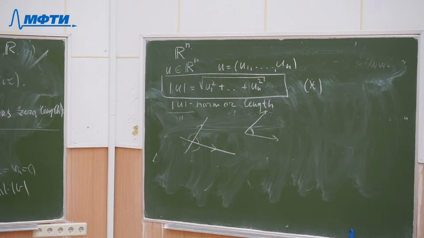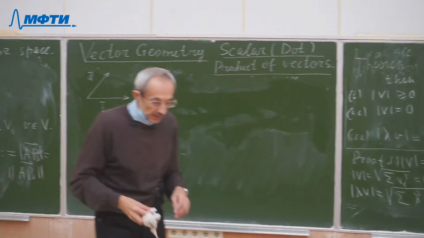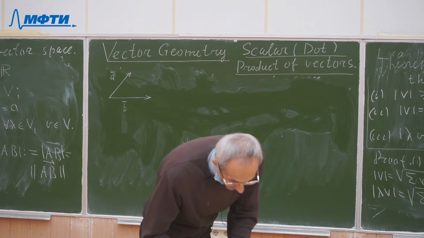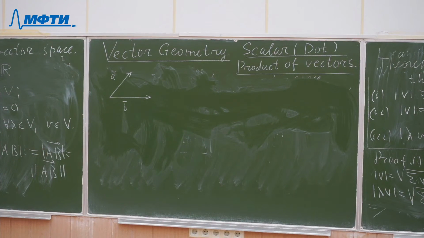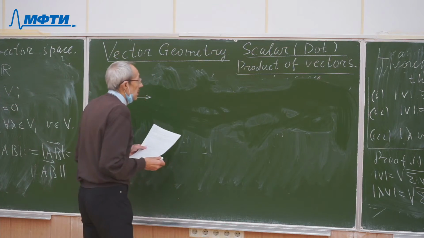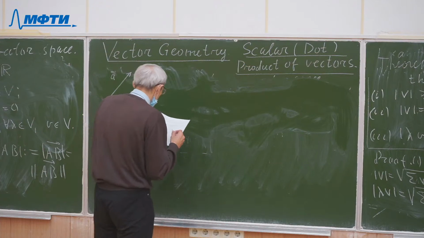Let's start from the geometrical vector space, in the geometrical plane, and consider two vectors A and B, and let's define the notion of dot or scalar product.